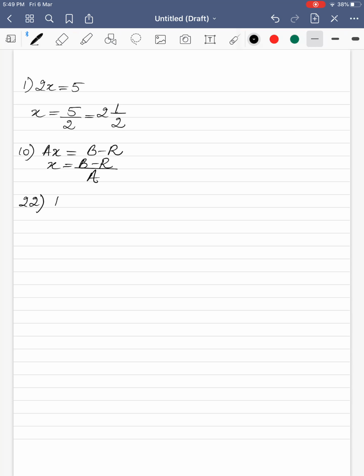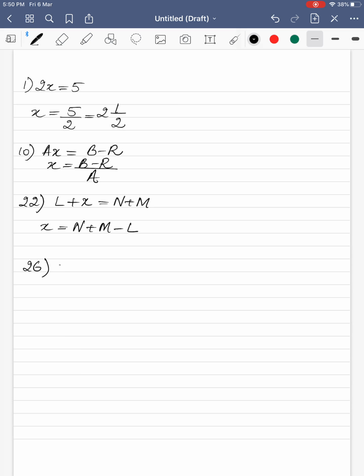We have L plus x is equal to n plus m. I have L being added to x and L is positive. So when L goes to the other side, it becomes negative and I'll be left with just x here and n plus m minus L on the other side. Let's try question number 26.